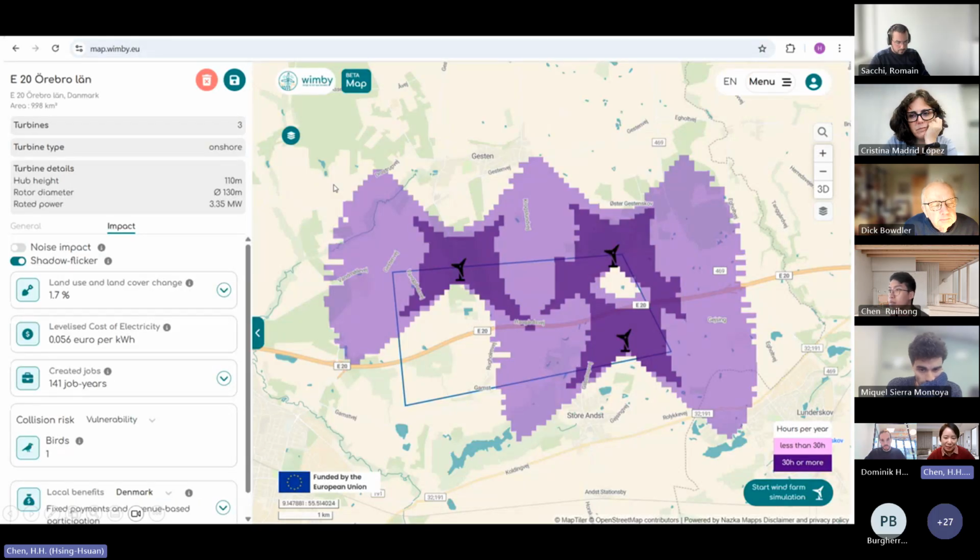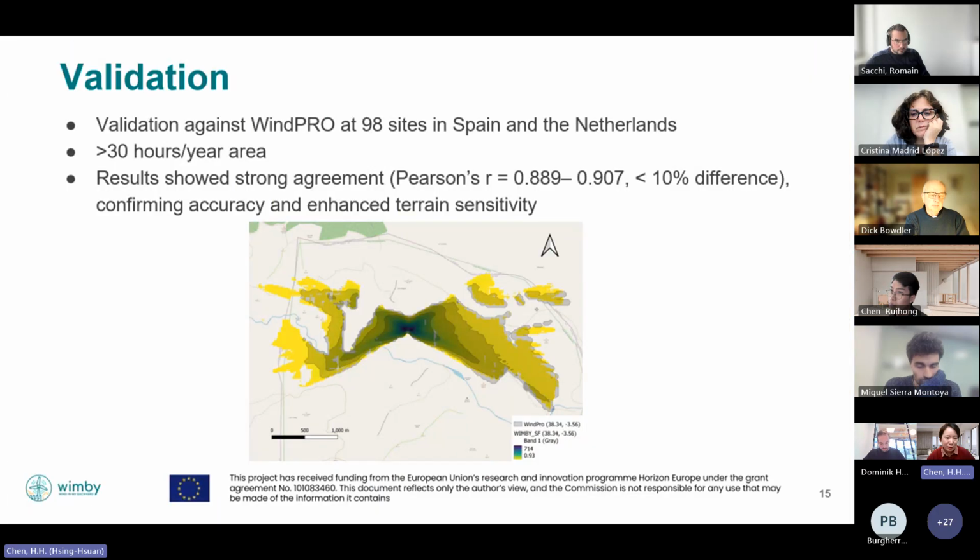Okay, and this is how it is shown in our interactive map, which I believe in the end, Luis will introduce more about. And then there's also the validation part we did, where we compared it with the standard commercial software WinPro across 98 sites in Spain and in the Netherlands, which represent the mountainous and the flat terrain. And also we only focus on the area above 30 hours per year, and the results are quite good.